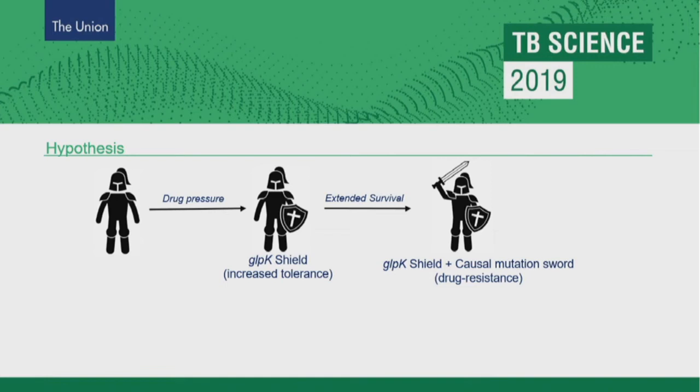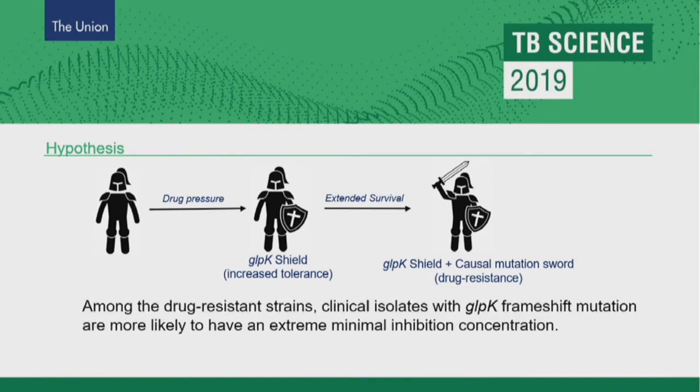So when we cross-sectionally look retrospectively at those resistant strains, we hypothesize that among the drug resistant strains, clinical isolates with the GOPK frameshift mutation are more likely to have an extreme minimal inhibitory concentration, as we know that usually the causal mutation results in high or extreme MICs.